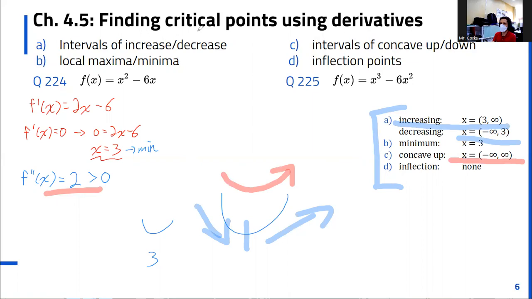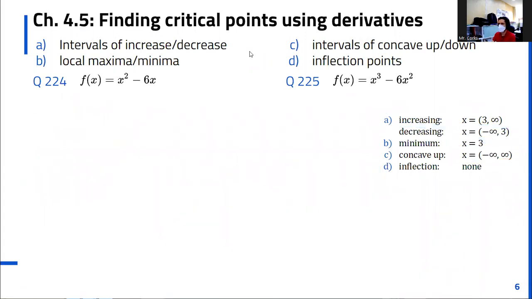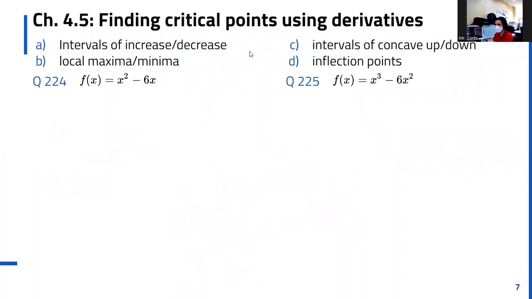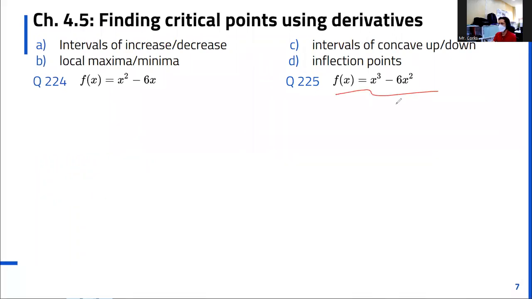Okay, that's it for this one. Quite simple. Take a look at our next one here. All right, this next one where we have x cubed minus 6x squared. Let's just block this one out here. So we're solving this one now.